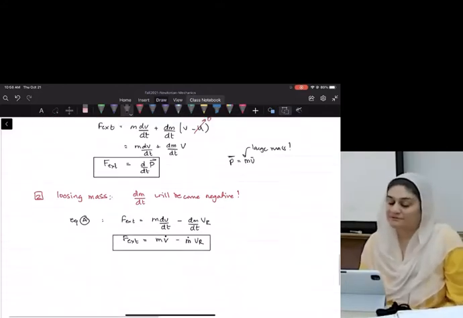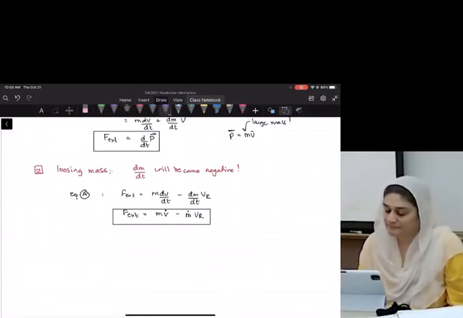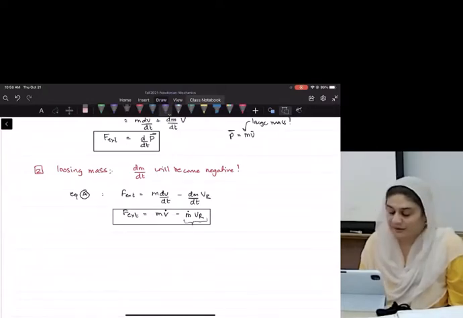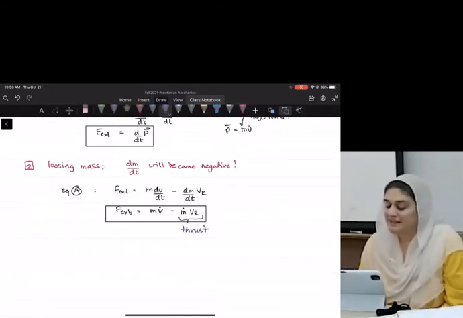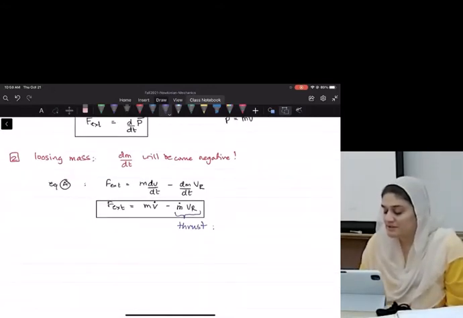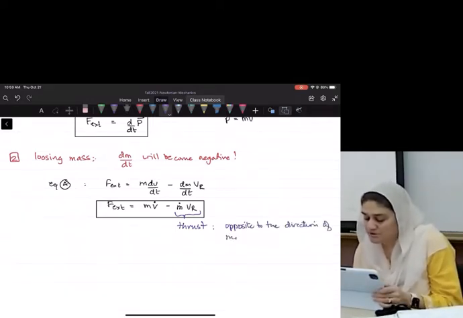And what they will define is this portion, and they will call this the thrust. And what they will say is that this thrust is opposite to the direction of motion of the rocket.